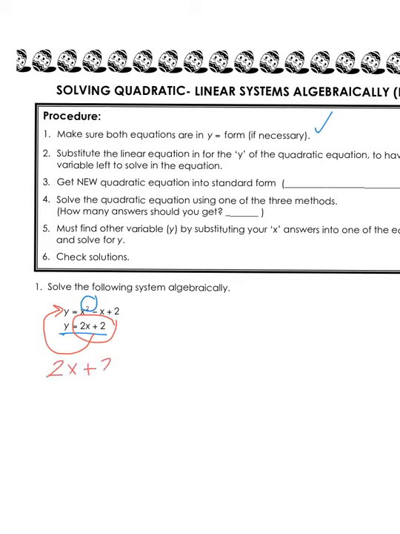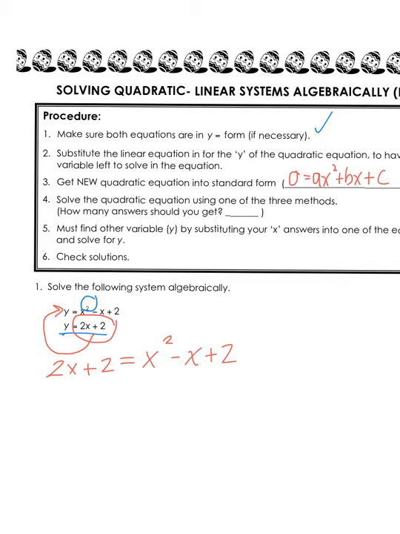2x plus 2 equals x squared minus x plus 2. What we're doing there is substitution, but you can think of it as just get rid of the y's and set them equal to each other. Okay, get a new quadratic equation into standard form. So we want it to be 0 equals, because we want to get it equal to 0 for solving, ax squared plus bx plus c. Okay, the 0 equals can be on either side.